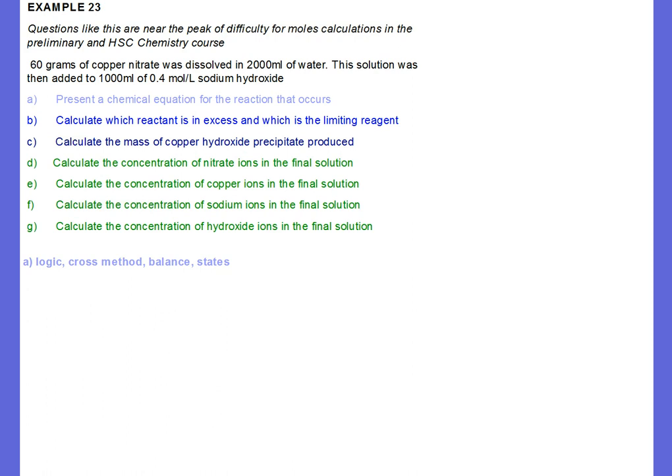So use some logic based on the question, use your cross method to get your formulas right, balance, and don't forget states, because it actually asks you for the chemical equation. So pause the video now, have a go at writing that equation down.